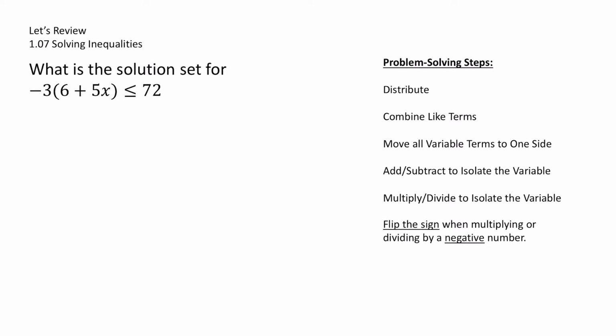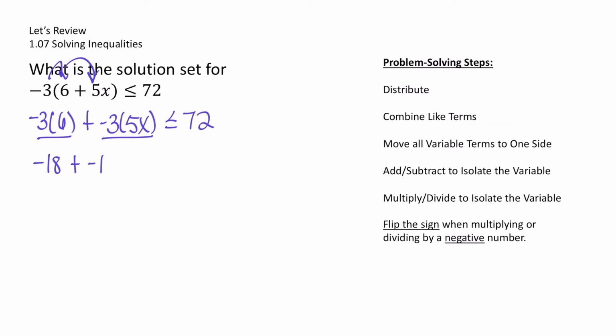So let's try this problem. Let's find the solution to negative 3 times 6 plus 5x is less than or equal to 72. I'm going to start off by distributing, so we have negative 3 times 6 plus negative 3 times 5x is less than or equal to 72. Negative 3 times 6 is negative 18, plus negative 3 times 5x is negative 15x, less than or equal to 72.